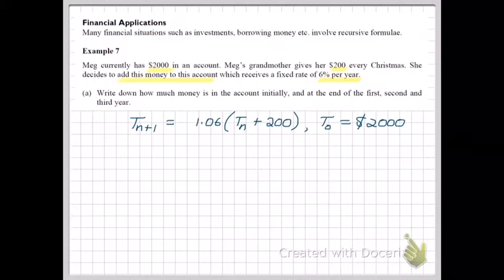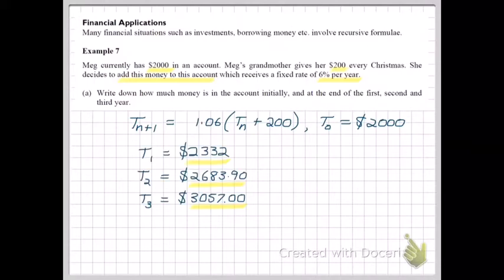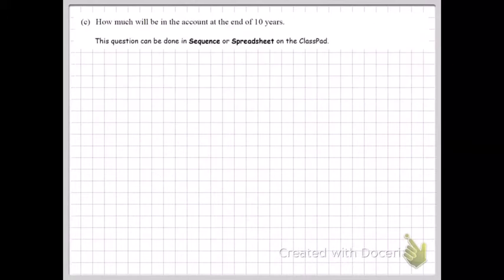Now all of that can be put into your ClassPad, and you will get these three values for the first, second and third years. I do hope you are taking your time to set this up in your ClassPad to check that all these values are in fact correct. Finally, how much will be in the account at the end of 10 years? Well, again, ClassPad makes it very easy. The answer is $6,376.